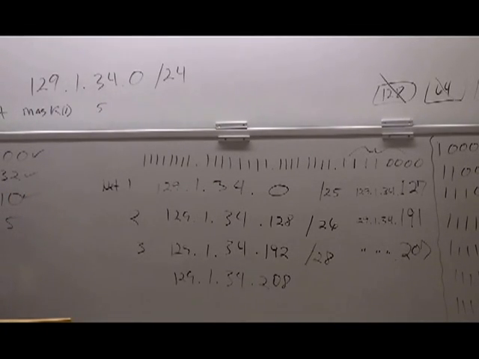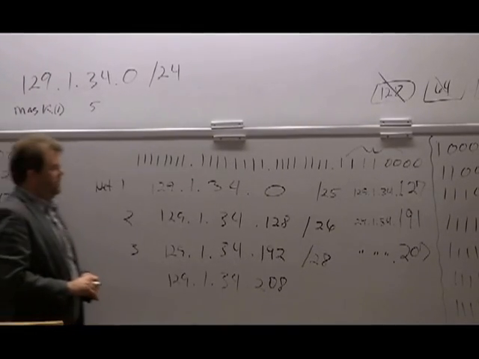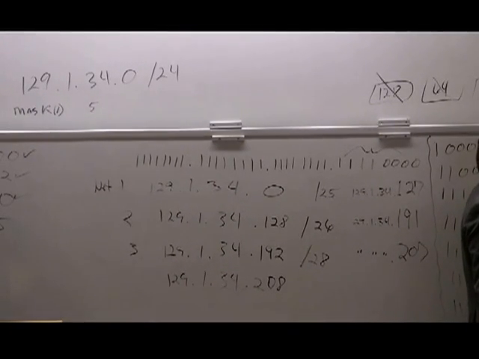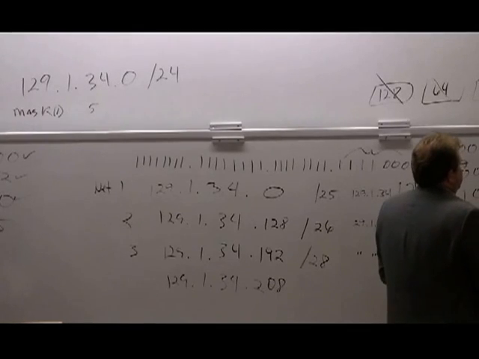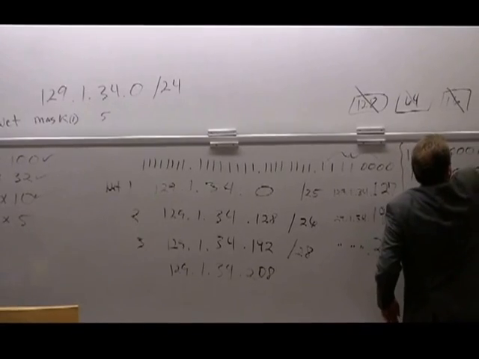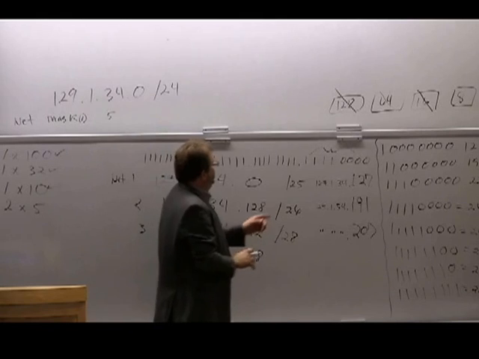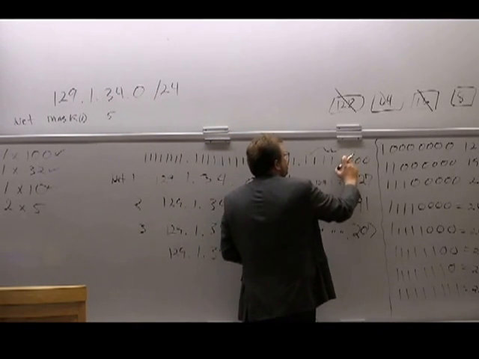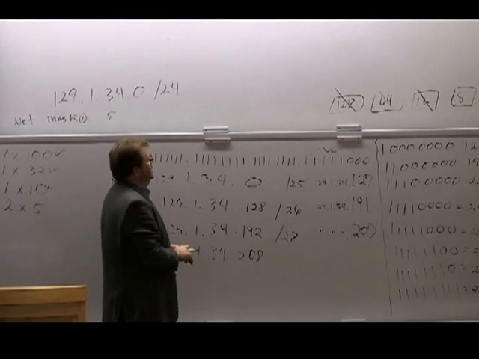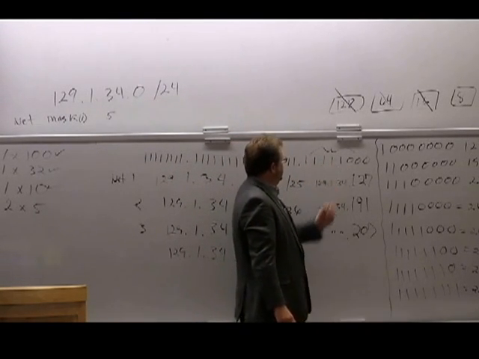Now I need 2 networks with 5 hosts per subnet. How many bits do I need to represent 5? 3. Okay, and that gives us 8. So our new magic number is 8. And I need 3 bits is all. 1, 2, 3. So this one becomes part of the mask. So now my mask is 8, 16, 24, 25, 26, 27, 28, 29.